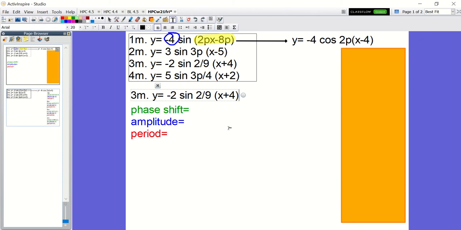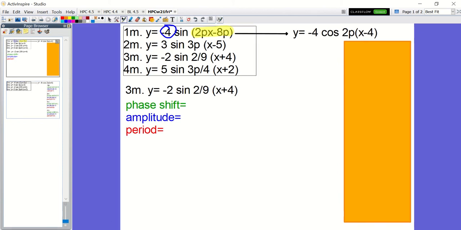Phase shift is your horizontal translation, which is going to be, in this case, you would think that it's 4 to the right, but opposite, so it says 4 left. Amplitude is going to be your height, which is going to be 2. Remember, the height of a human being is always a positive number, same with this.